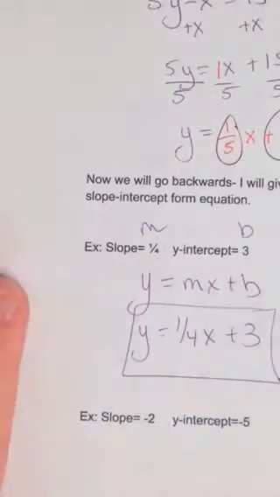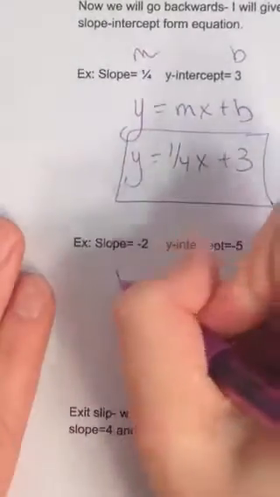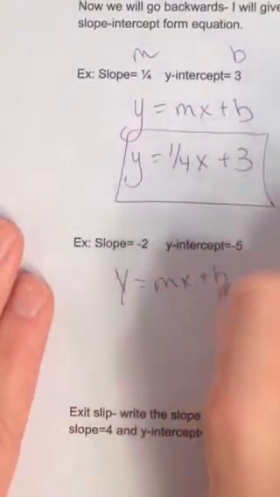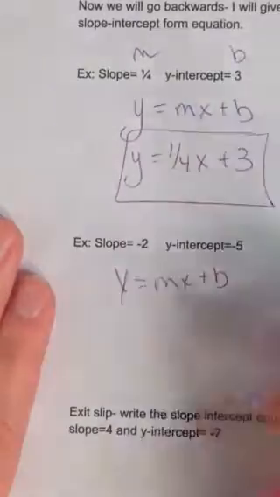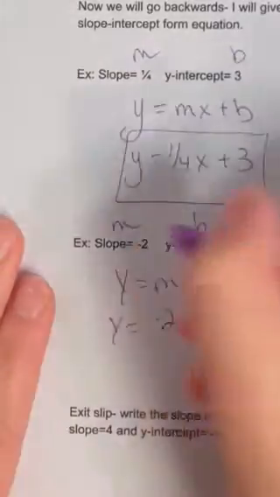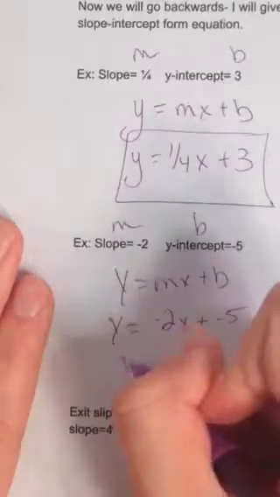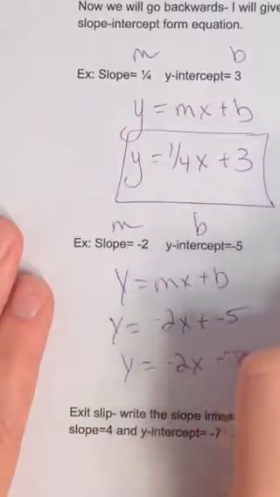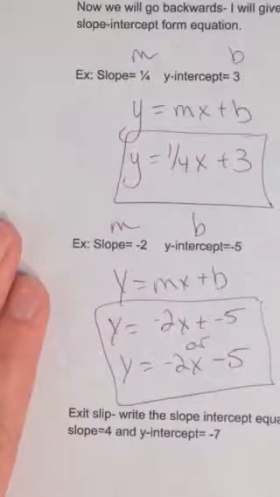We kind of already did this last week a little bit. Again, y equals mx plus b. And if you just keep rewriting that formula over and over again, you're going to remember it. The slope is negative 2, which is my m, and the y-intercept is negative 5, my b. So I could write x plus a negative 5, or I could write y equals negative 2x minus 5. Either answer would be correct. It just depends on how you want to write it.